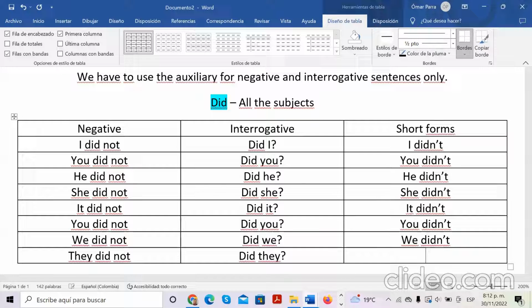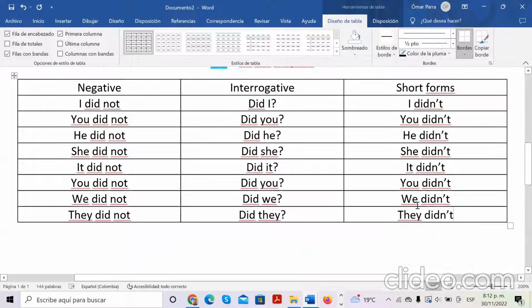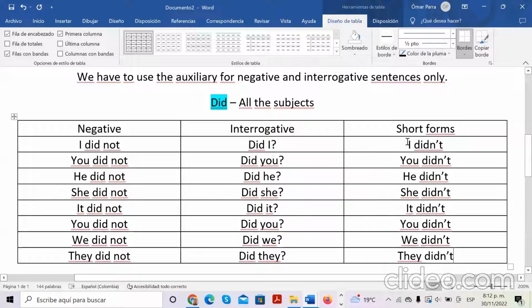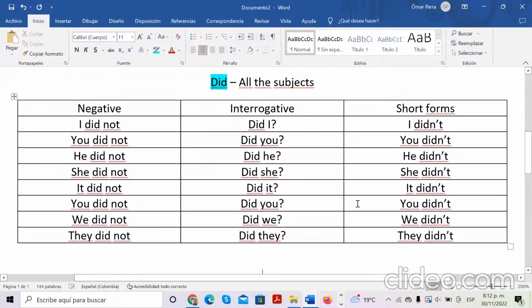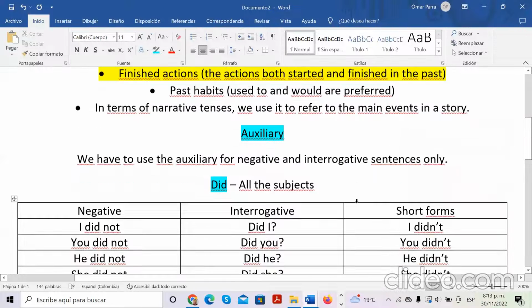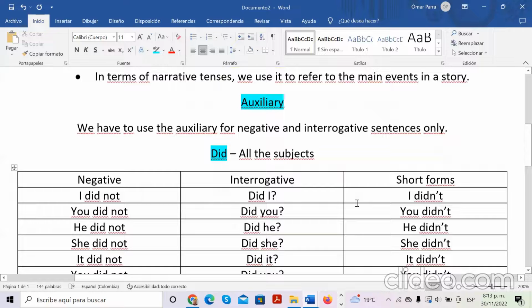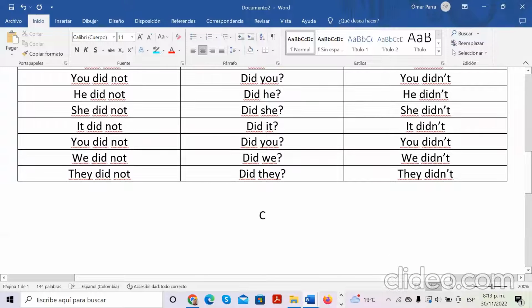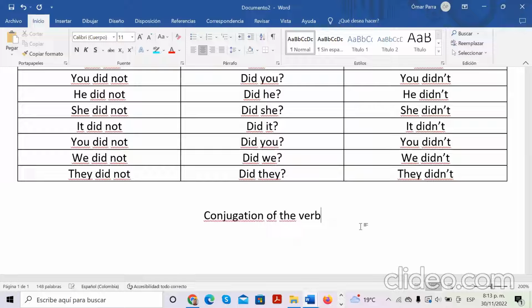So this is pretty much part of the structure we're going to be using in the whole sentence. I just wanted to show you how it works, with the same auxiliary for all subjects. So don't worry. Now, the second important grammatical aspect we've got to consider here is the conjugation, or form, of the verb.